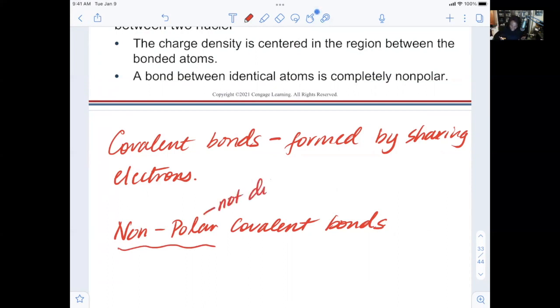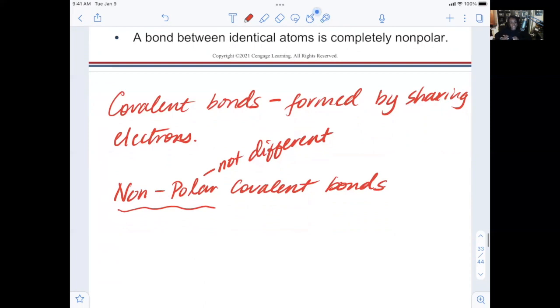Not different. This is my layman way of saying it: not different. This is no difference, right? So let's see other areas where the term polar has been used that we're probably more familiar with. This is Christmas time, by the way. Merry Christmas. It'll be Christmas in a couple of days.